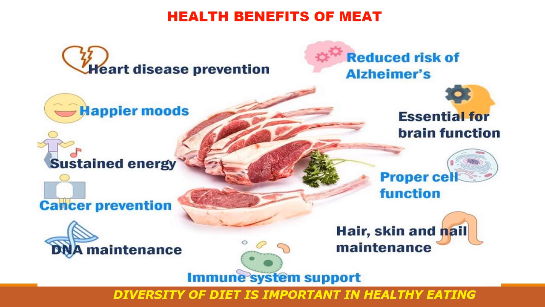So here once again I am going to highlight the important role meat plays in human health. It can play an important role in heart disease prevention. It helps in mood elevation to create a happier mood, and sustains energy because meat fat is a very good source of energy. It can prevent cancer, especially the omega-3 and conjugated linoleic acid. I'll talk about that later. Helps in maintaining the DNA, immune system support.